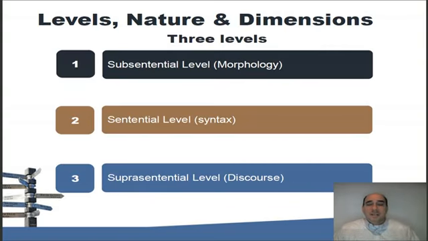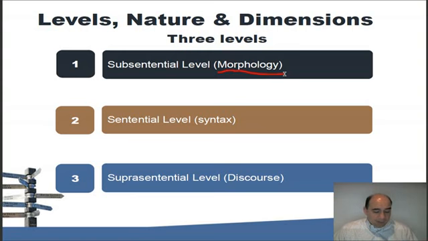Let's take a look a little bit at describing language, and a couple of different definitions here that the authors put in here. They have things described as the levels, the natures, and the dimensions related to language. Let's begin by just looking at the levels of language. We can begin by looking at the lower levels, or the morphology level. Morphology, as you will learn in later sessions, is dealing with the smallest meaningful units of language.